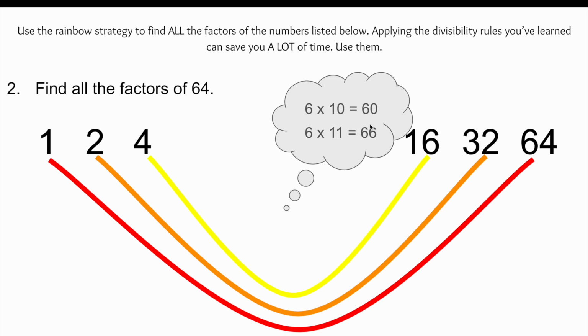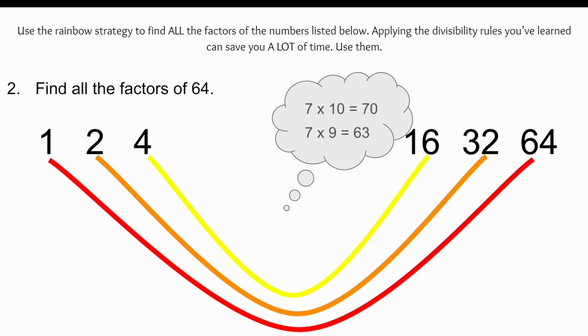We'll go on to 7 now, and we're going to do the same thing. Think of a fact that's close to 64. For example, I know that 7 times 10 is 70, and that's too high, so now let's try 7 times 9. That's too low, and there's no number between 9 and 10 to try. So no, I won't be able to multiply 7 by any whole number to get 64. So 7 is not a factor.